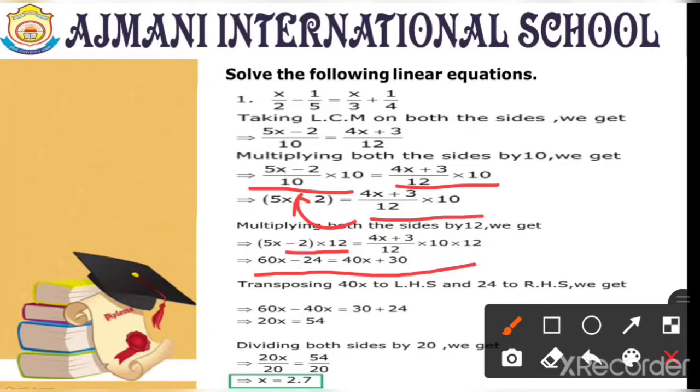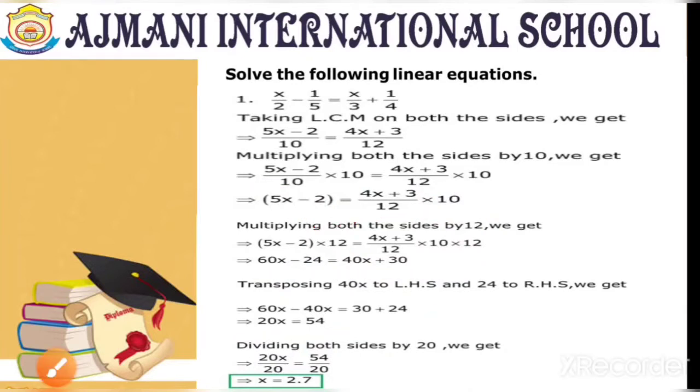Now transfer the terms with x on your left hand side and constants on your right hand side. You would get 20x is equal to 54, and after dividing 54 by 20, you would get x is equal to 2.7. That's it. Your answer for this equation is x is equal to 2.7.